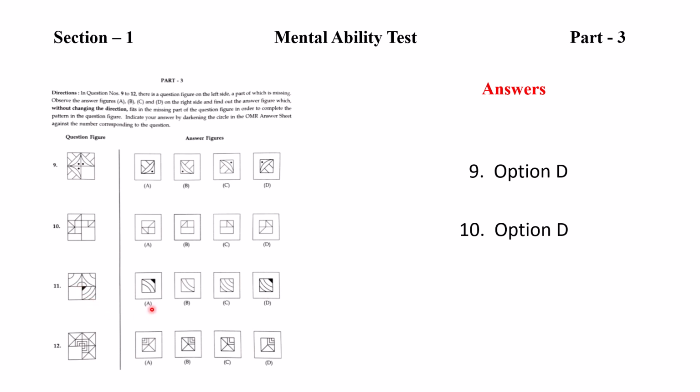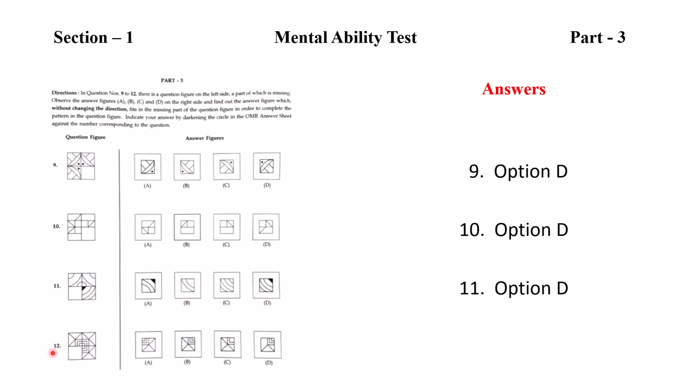Which gives only between option A and D. But in option A, the rings are reversed. Therefore, this would not be a correct answer. Option D, if we fill in here, that would give us the correct answer. Therefore, for question number 11, the correct answer would be option D.